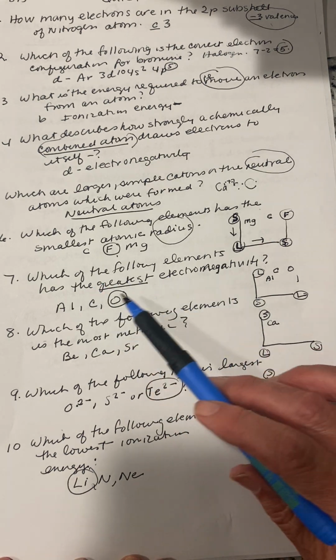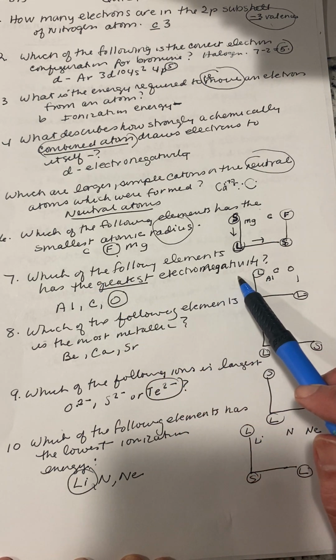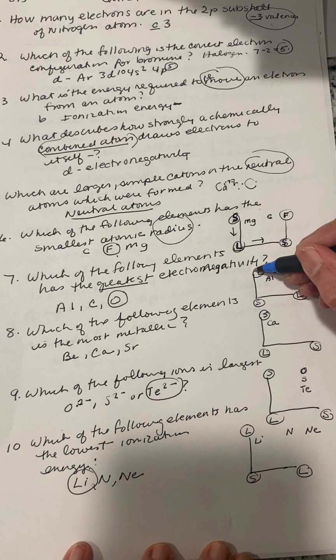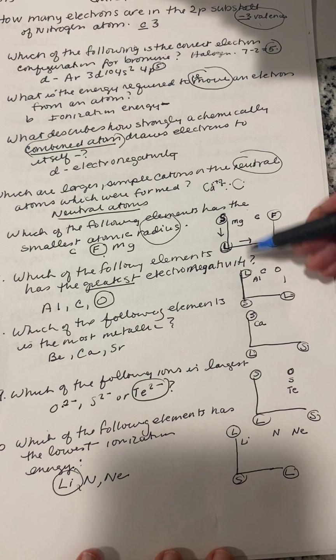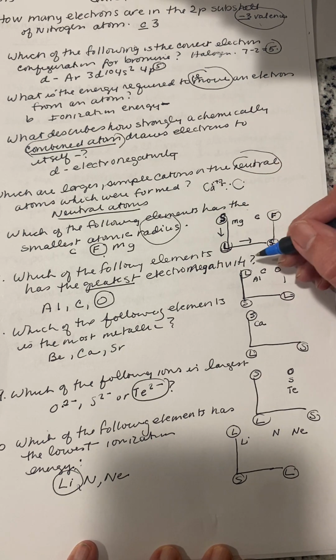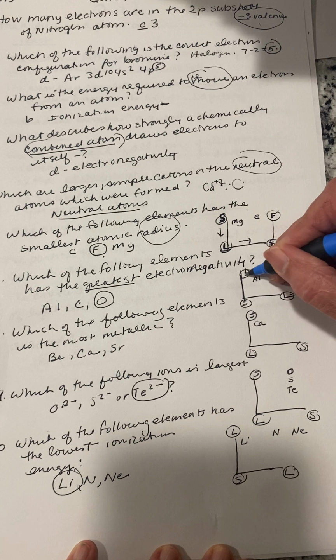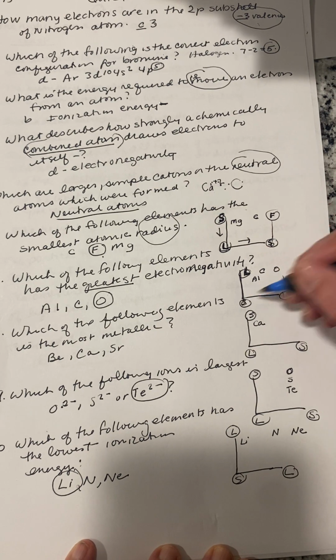Which of the following elements has the greatest electronegativity? So I made this. So electronegativity. Let's move over here so you can see it right here. Electronegativity goes opposite from the radius, right? So you've got large to small to large.